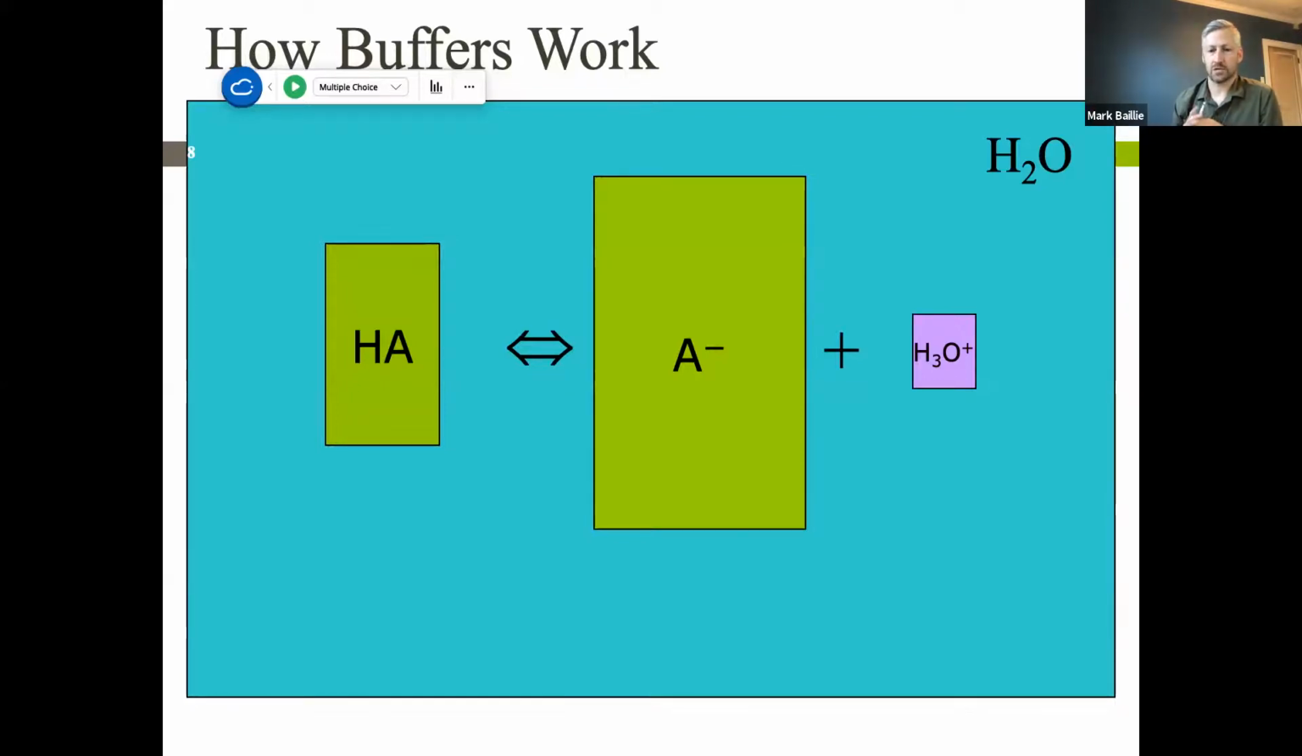So if we go back to those questions I just asked, what happens when we add OH minus to a buffer mixture? Can anyone answer at least two things that we know happen when you add OH minus to a buffer?